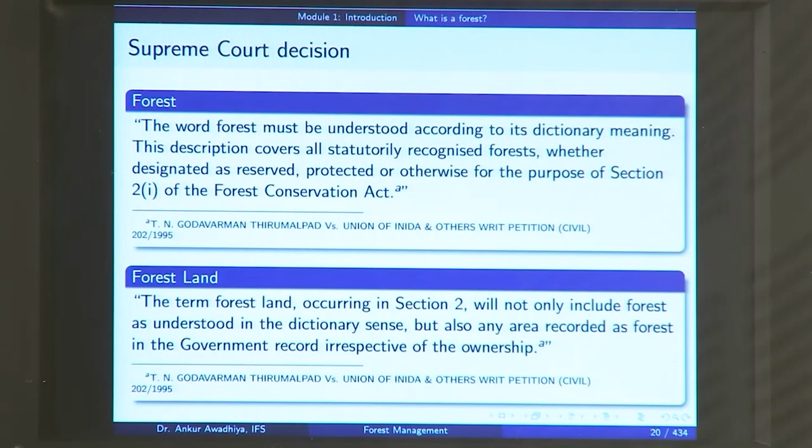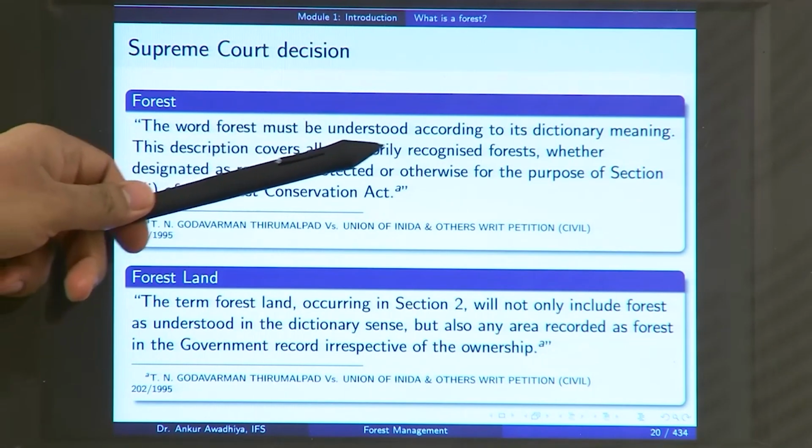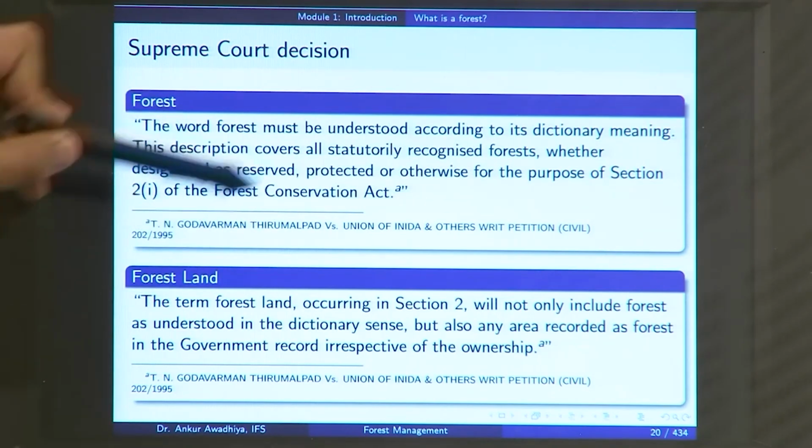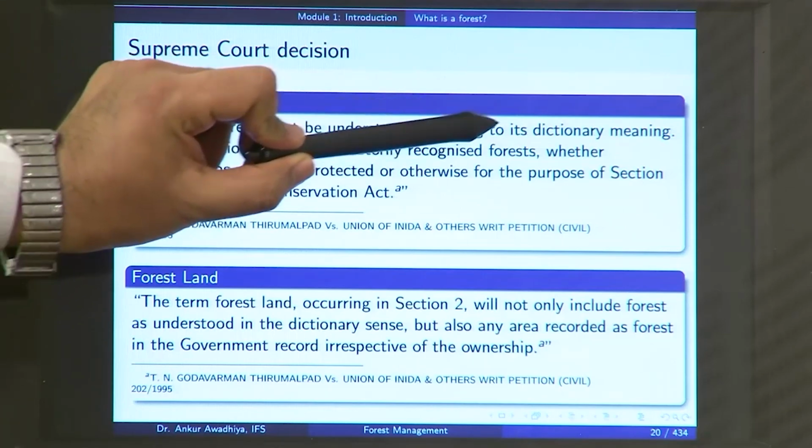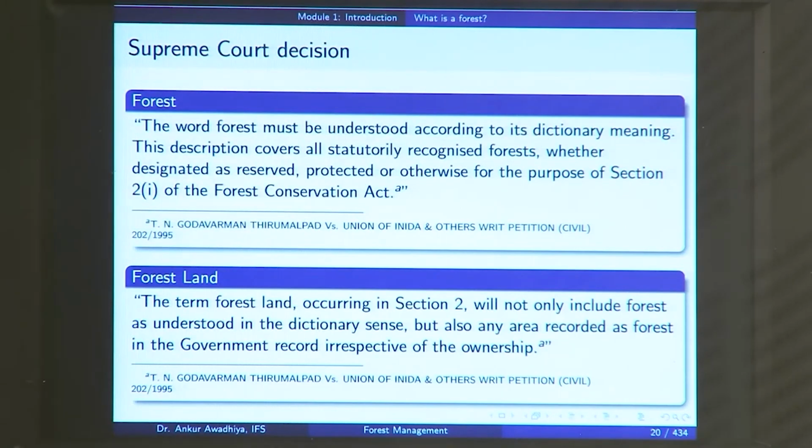Then the Supreme Court further elaborates by saying that this description covers all statutorily recognized forests. So, the Supreme Court is saying that this dictionary meaning is covering all the statutorily recognized forests, whether they are designated as reserve forest or protected forest or otherwise, for the purpose of section 2(1) of the Forest Conservation Act. So, now after this judgment, if you ask whether any area is a forest or not, the Supreme Court would say, does it come under the dictionary definition of a forest.